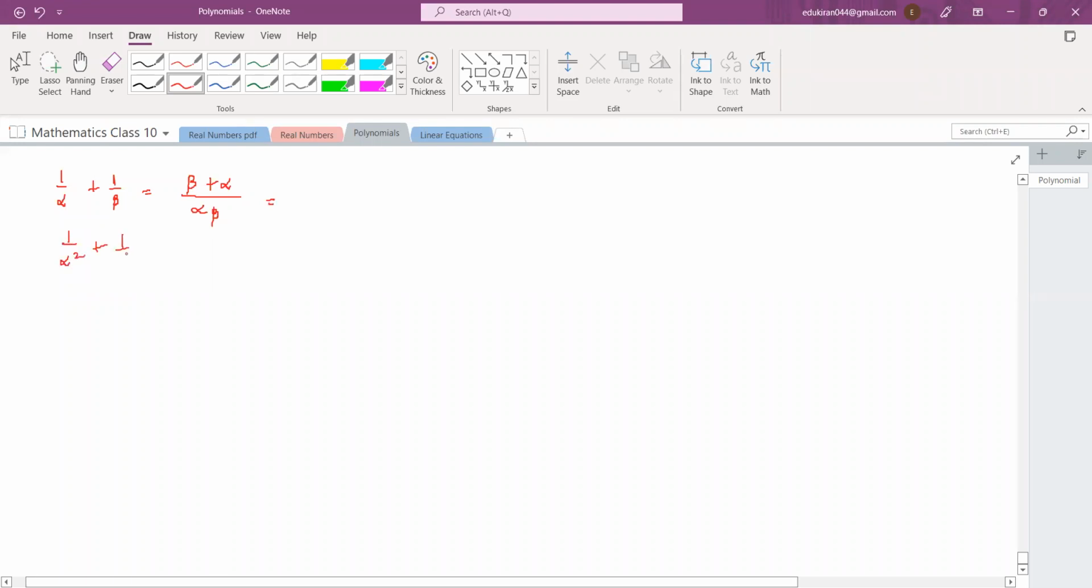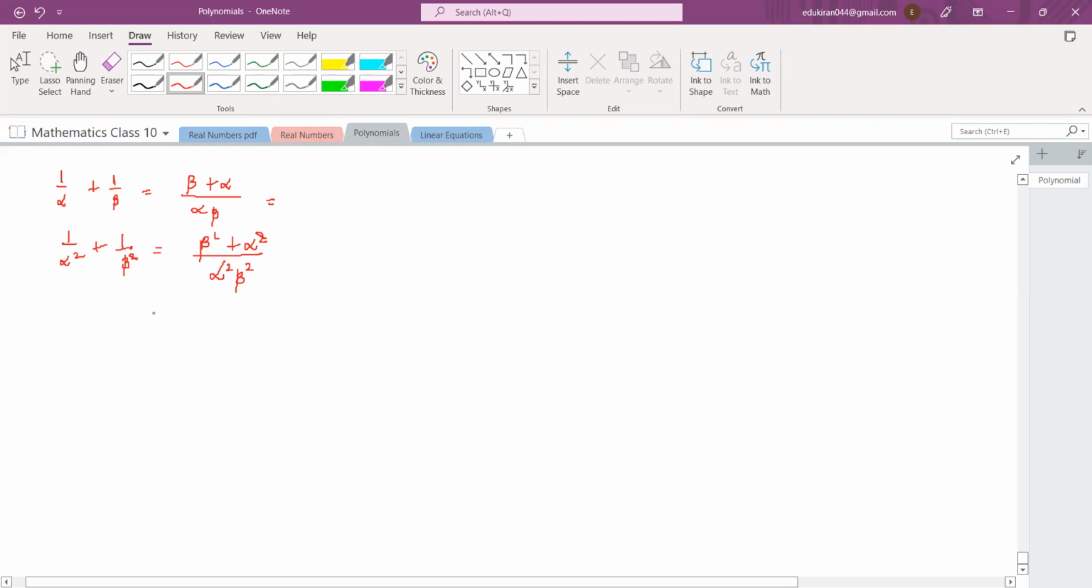right? Yes, ma'am. Okay, so again you take LCM. Alpha square beta square will be the LCM. So this will be beta square plus alpha square. Again, you know the values, right? We have previously found out alpha square plus beta square in the first part, I think. Yes, ma'am. Then what was the next one?